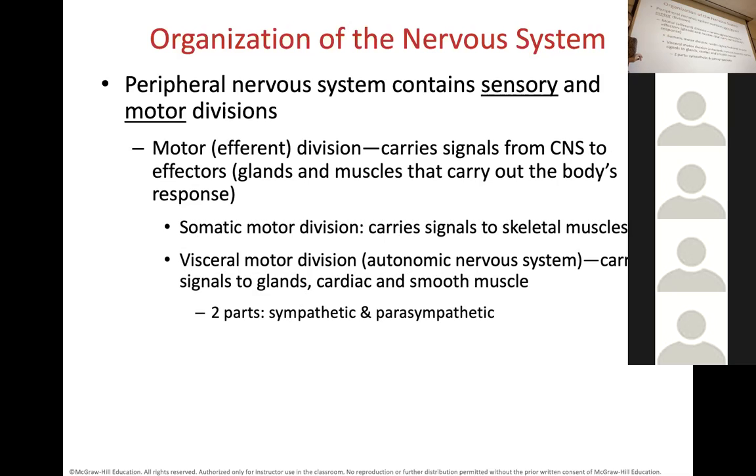Here we're going to get a little more complicated and divide the visceral motor division into two other aspects, the sympathetic and parasympathetic aspects. Overall, the visceral motor division is known as the autonomic nervous system. Remember, I said autonomic is like automatic. You don't have to think about it. The actions are carried out sort of on their own. You don't have to think about when your heart beats, or if you need to increase your heart rate when you're exercising. Your body just does it on its own.